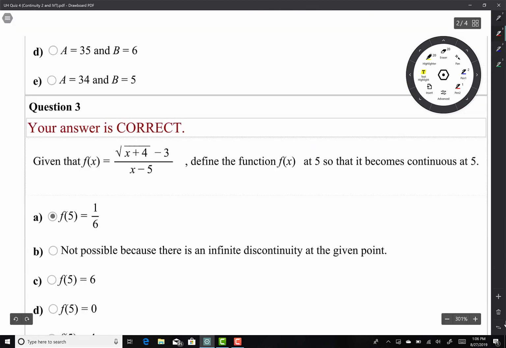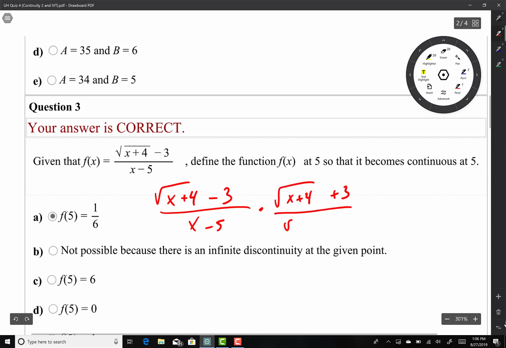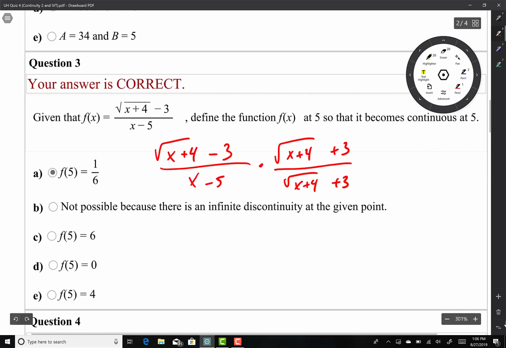Let's see, given that f of x equals this function, define the function f of x at 5 so that it becomes continuous. So first, multiply by the conjugate. You're trying to get rid of that square root up there. So I'm going to go square root of x plus 4 minus 3 over x minus 5 times square root of x plus 4 plus 3 over square root of x plus 4 plus 3. So when you do that, guys, this is like multiplying by 1.